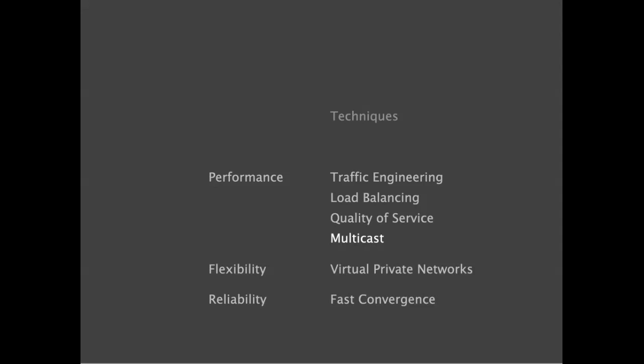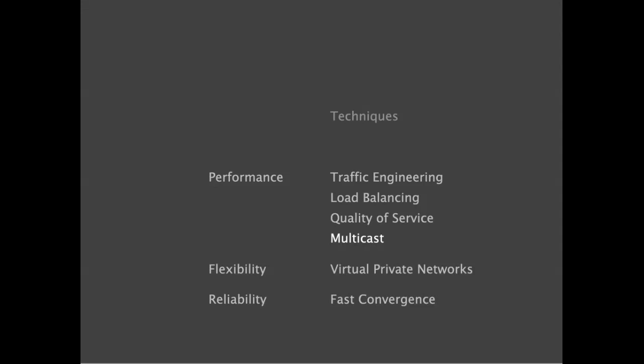So traffic engineering, load balancing, QoS: these are three heavily used techniques to improve the performance in the network. Something else we look at is multicast. Multicast is a technique which is heavily used to carry video in ISP networks.